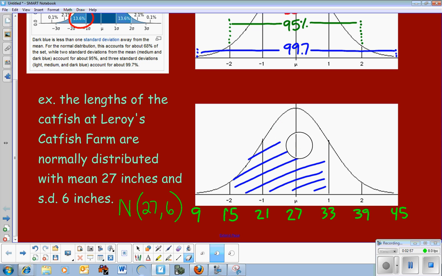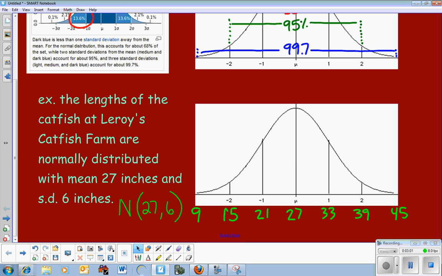You can find what percentage, last video we talked about the weights of newborn babies. What percentage of babies are above 8 pounds, or what percentage of babies are between 6 and 7 pounds, and so on. So that's something, and we've done problems like this in class.